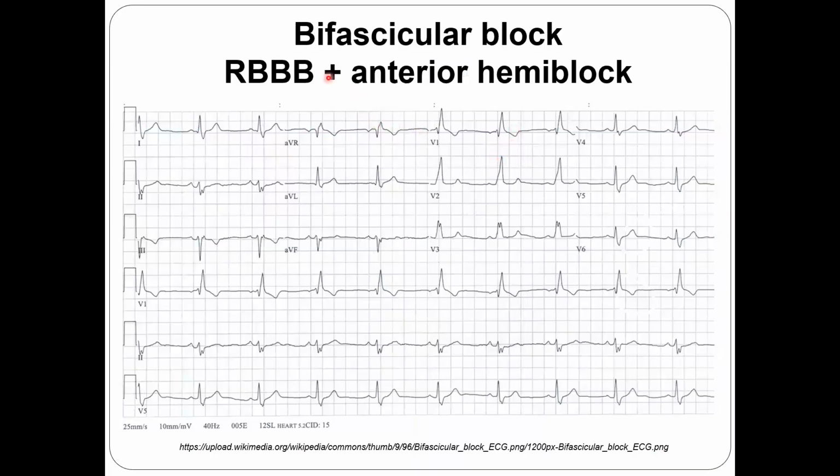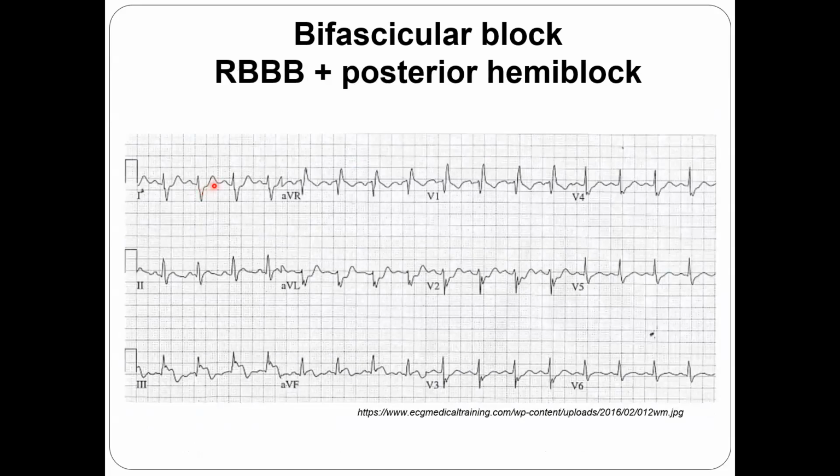Now, when we're talking about bifascicular block, we have the typical pattern of the right bundle branch block, okay? You see that the ventricle activation time, or the intrinsicoid deflection, occurs in V1. Or sometimes you see this kind of notched R wave in V1, on the right side, or V2. And the axis is extremely left deviated. So this is what we call a bifascicular block.